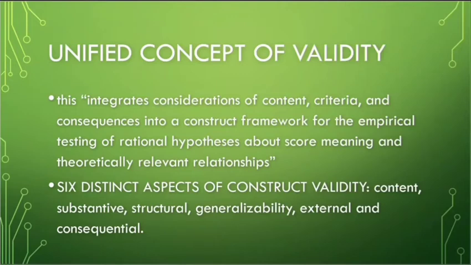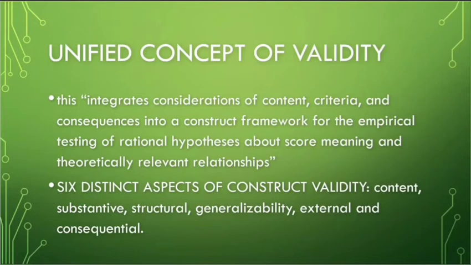Next is substantive. This pertains to the theoretical constructs and empirical evidences. We also have structural. This assesses how well the scoring structure matches the construct domain. We also have generalizability, which examines how score properties and interpretations generalize to and across population groups, contexts, and tasks. We also have external, which is related to criterion-related evidence of validity, and this includes convergent and divergent evidences of validity taken from the multi-trait, multi-method studies.